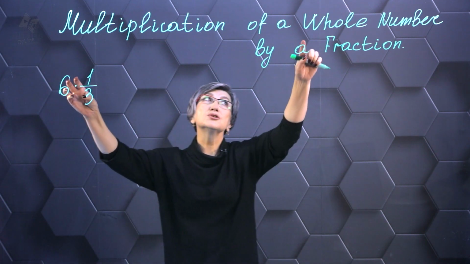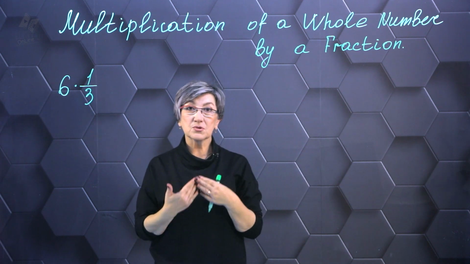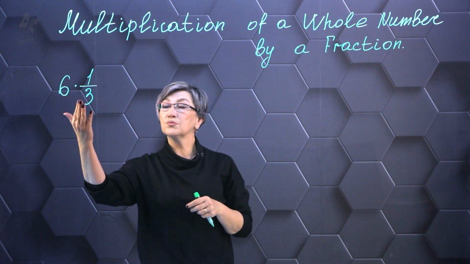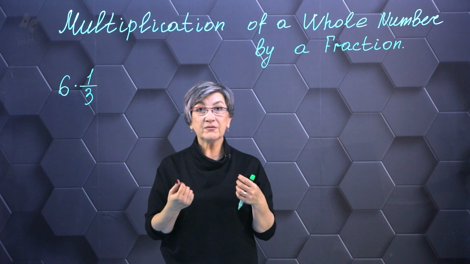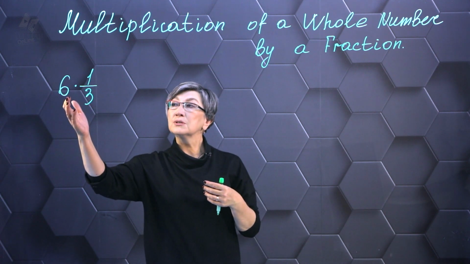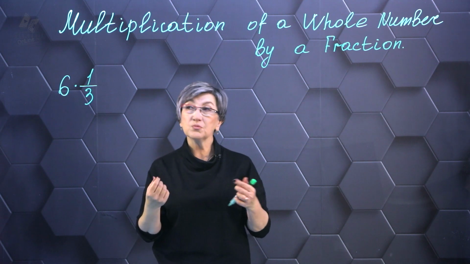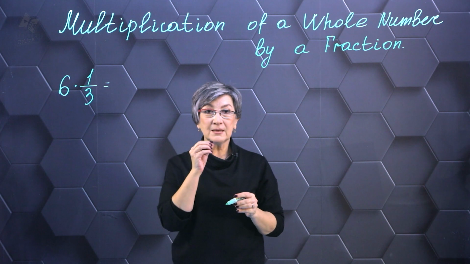6 is a whole number, 1/3 is a fraction. So what do we do here? Of course, let's work out in general what is 6 times 1/3. So we can, without knowing the rules of multiplying a whole number by a fractional number, basically solve this example. Why? Because 6 times 1/3 means we need to take 1/3 six times.